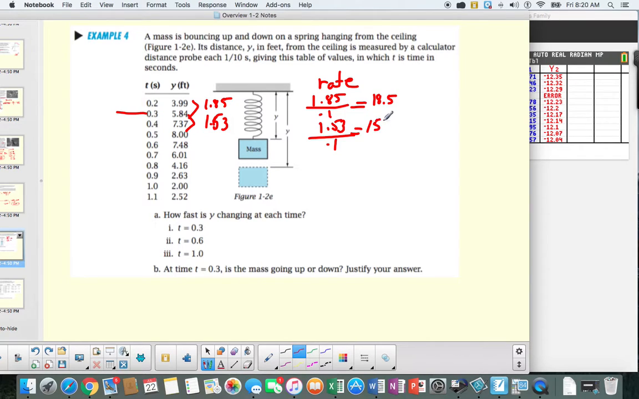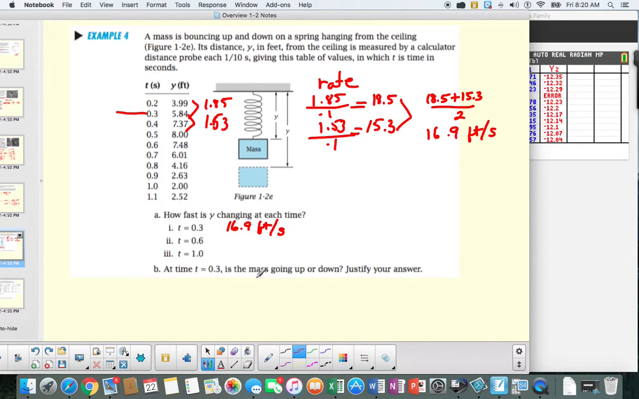Now to increase the accuracy, let's go ahead and average like we did a few minutes ago. And when we take 18.5 plus 15.3 and divide it by 2, we are going to get 16.9. So 16.9, and that's going to be feet per second when we label the number. And that's what we can estimate. How fast is it going? Well, at t equal to 0.3, we can estimate it at 16.9 feet per second.